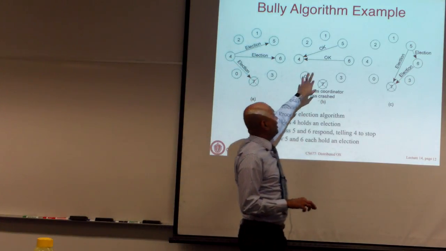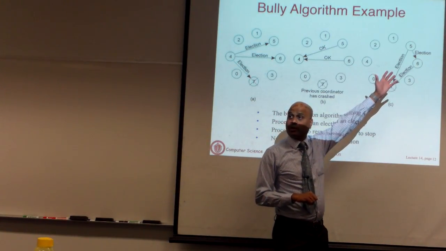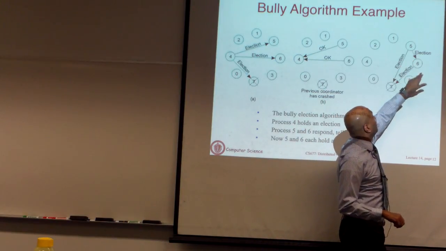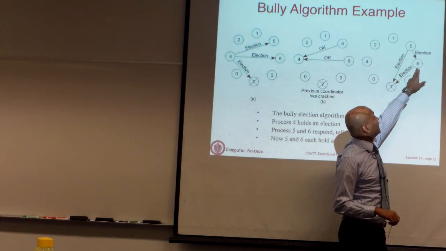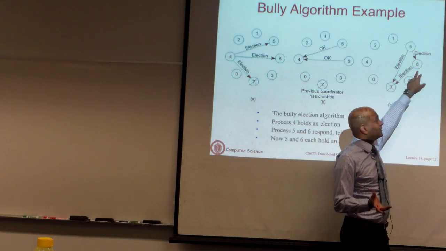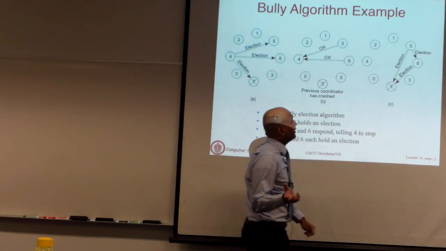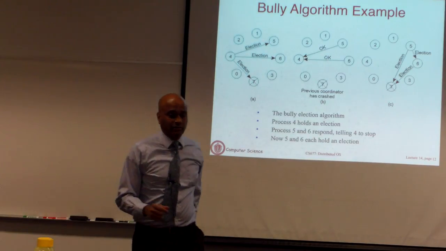Okay, so now 5 and 6 will run an election. In this case you see that 5 has run an election by sending a message to 6 and 7. 6 also has started an election recursively by sending a message to 7, which is the only higher ID process greater than it. Okay? And 7 is obviously crashed.